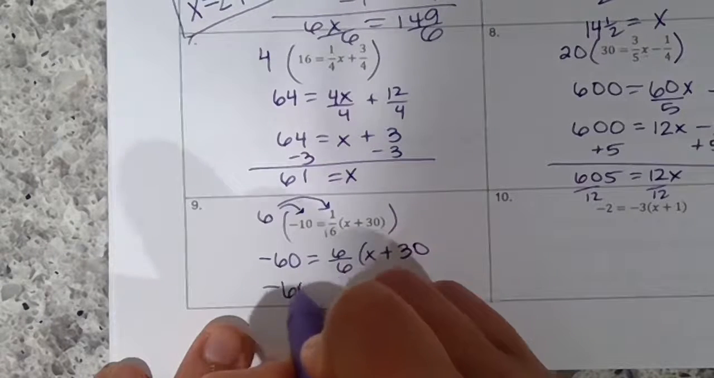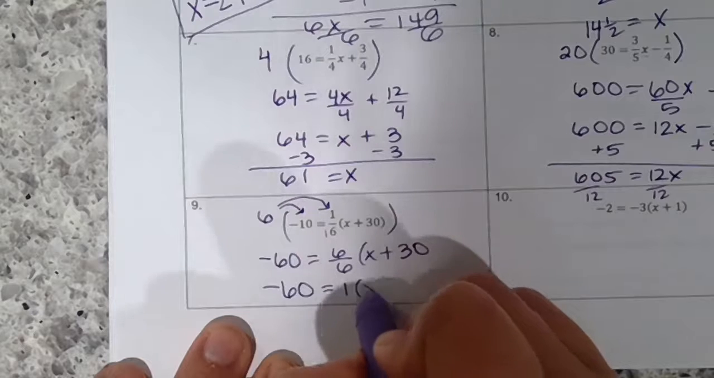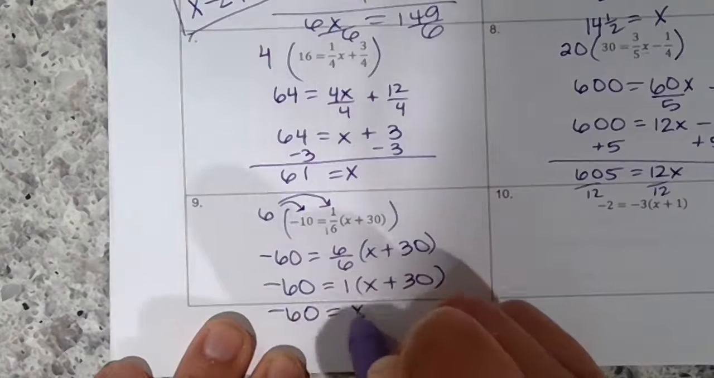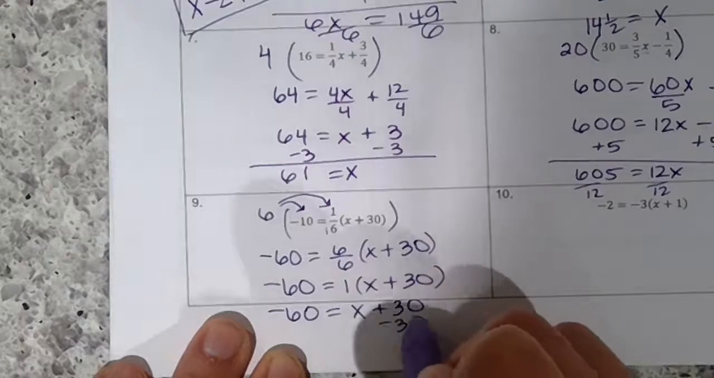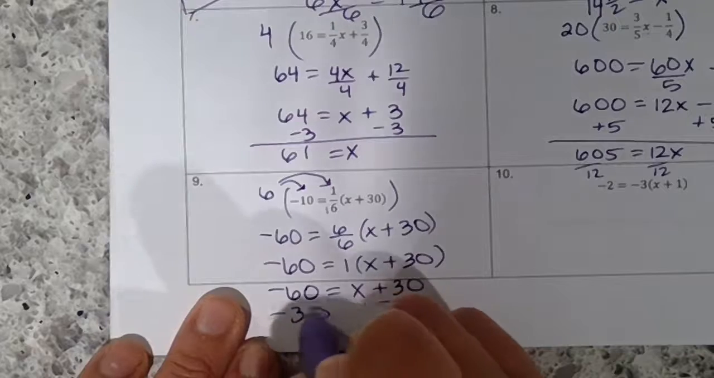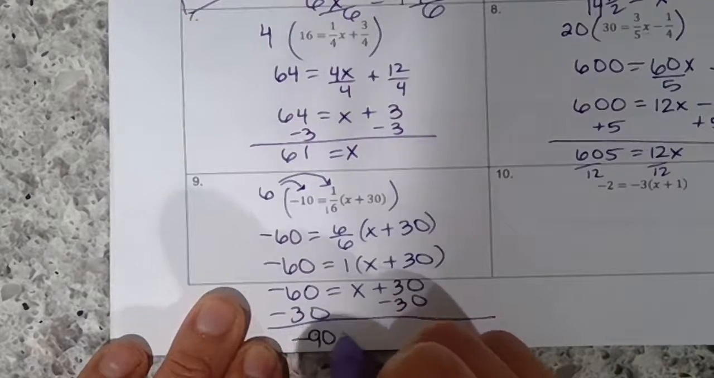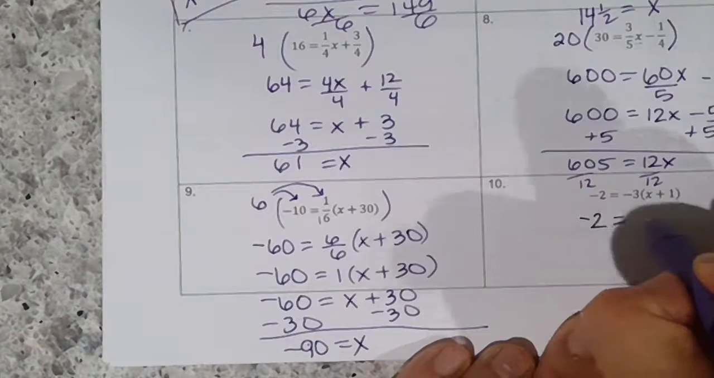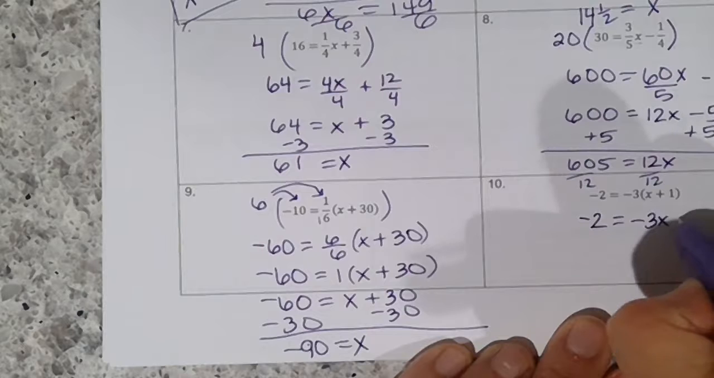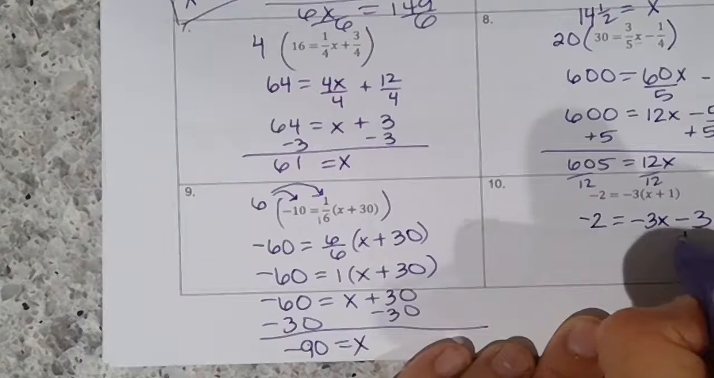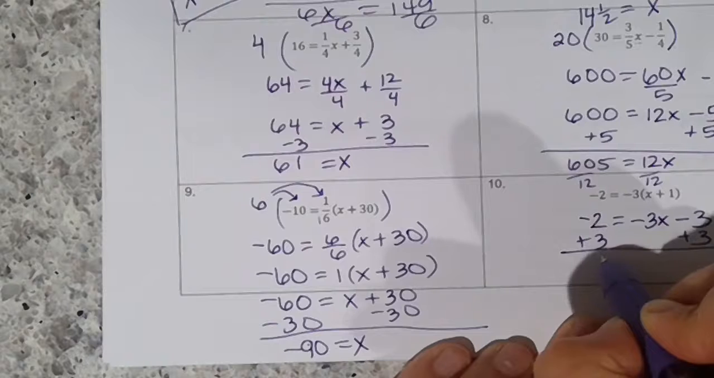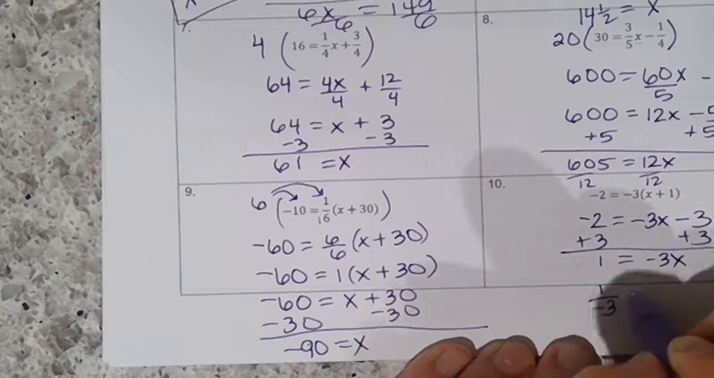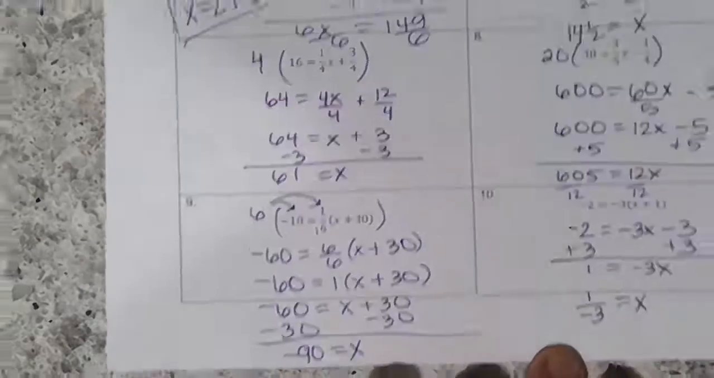So it simplifies into 1x plus 30, or negative 60 equals just x plus 30. Subtract 30 from both sides. So negative 90 equals x. Same thing, or this one's just a regular problem. So distributive property, negative 3x and minus 3. Add 3 to both sides, the same one. Divide by negative 3. Okay, and you're done.